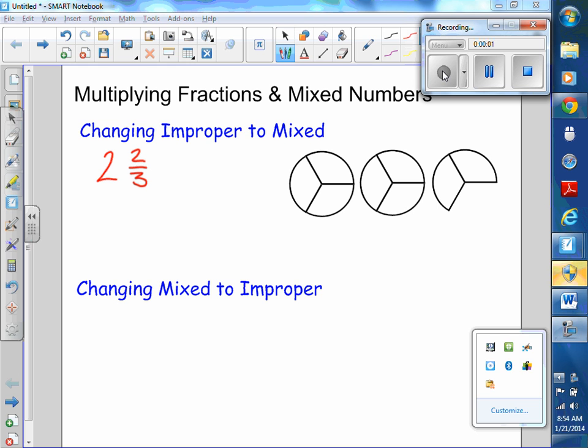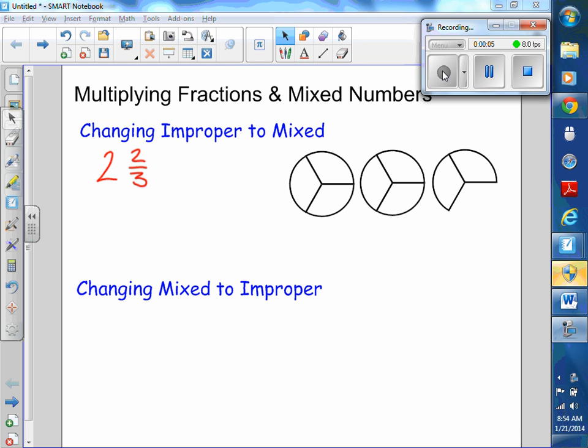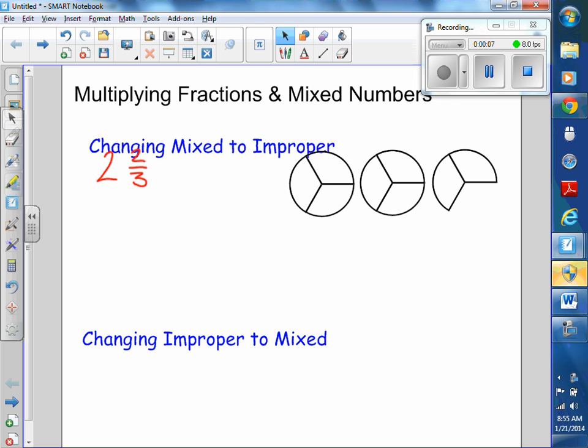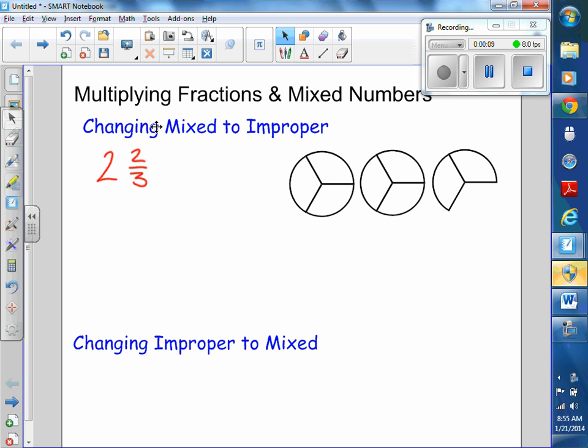On just changing improper numbers to mixed numbers and changing mixed numbers to improper numbers. I'm going to start with this one. So I have a mixed number here, which means I have a whole part and a fraction part. And I want to change the whole thing to a fraction.